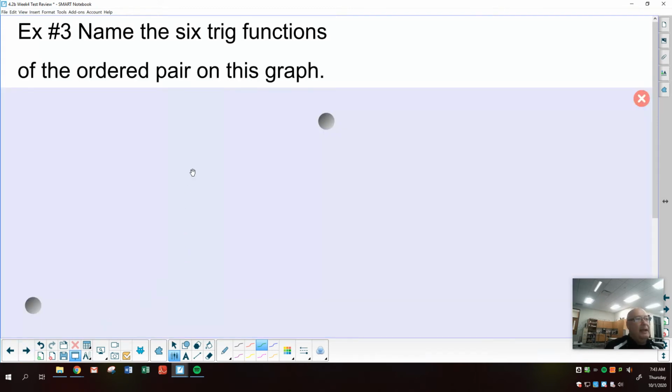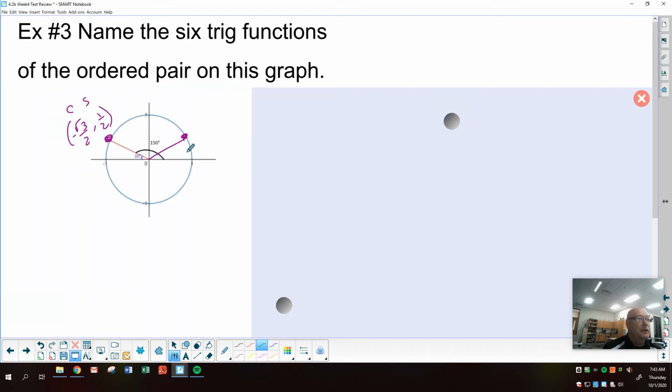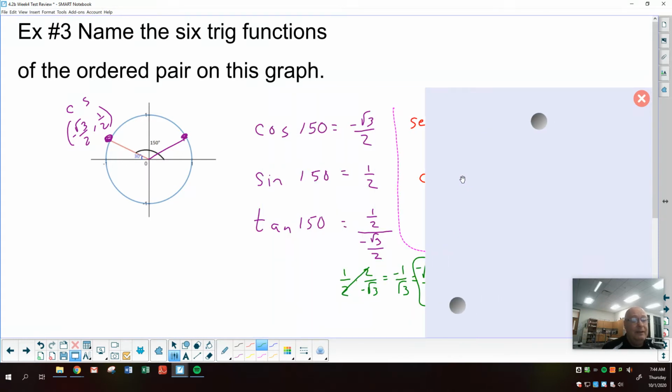So example 3, name the 6 trig functions of the ordered pair on this graph. Which graph? Well, this is the graph they gave you. This little black arc shows you went 150 degrees around. So if you look at your purple sheet, or if you just have this memorized, which would be my preference, here is your ordered pair for that point. So now the sine, cosine, and tangent is relatively easy. Take a look at those. Cosine is the x value, sine is the y value, and tangent is sine over cosine, y over x.